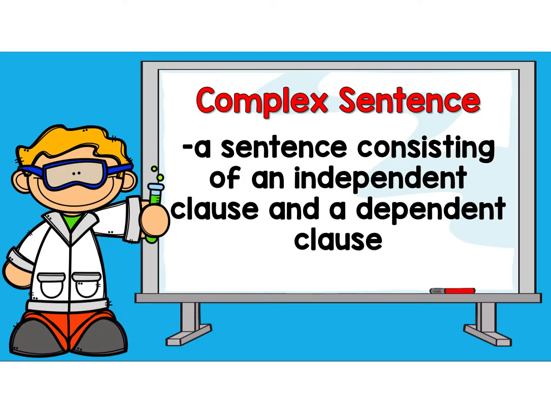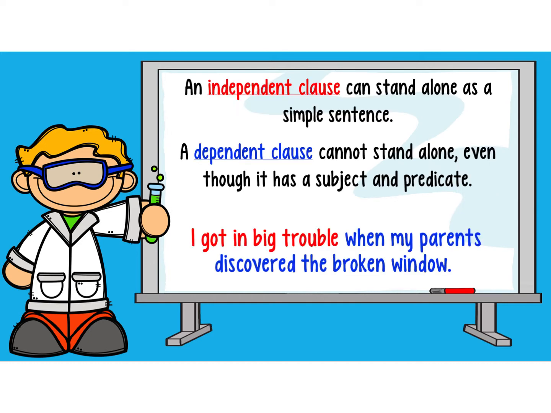Last, we have a complex sentence. This sentence consists of an independent clause and a dependent clause. Now let's review what an independent clause and a dependent clause are. An independent clause can stand alone as a simple sentence. A dependent clause cannot stand alone, even though it has a subject and a predicate. Both independent and dependent clauses have subjects and predicates.